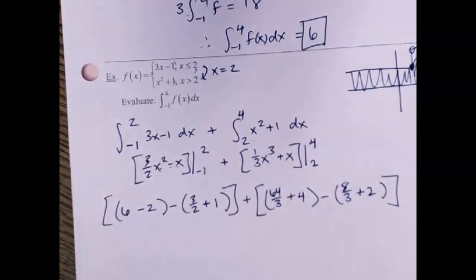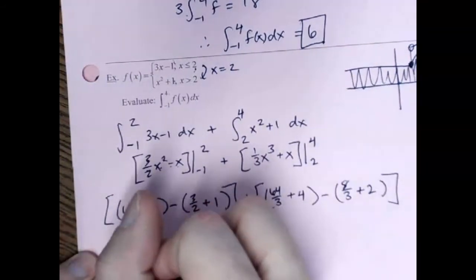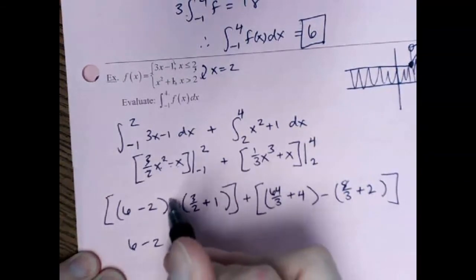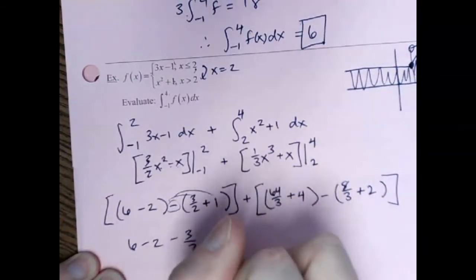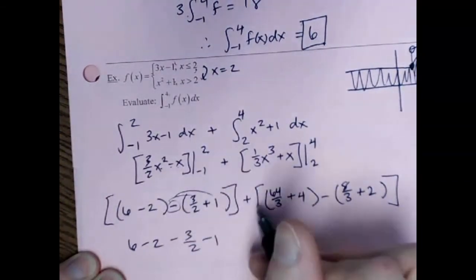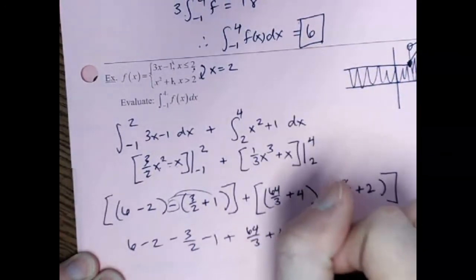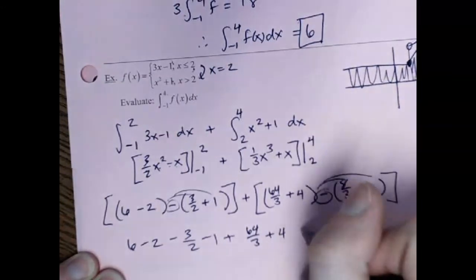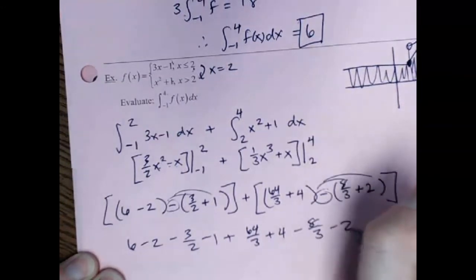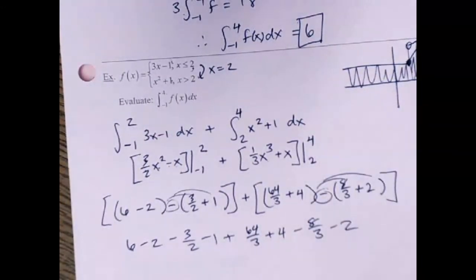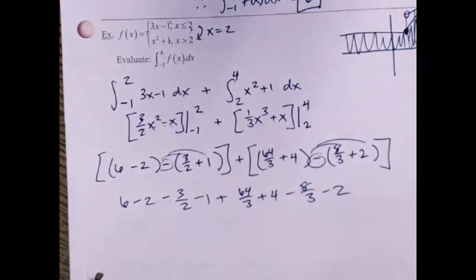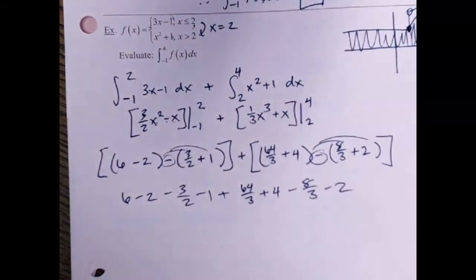All right, now let's just try to simplify this stuff. We got 6 minus 2. Take this negative and distribute. Minus 3/2 minus 1. Then let's see, we got plus 64 thirds plus 4. Take this negative and distribute. Minus 8 thirds minus 2. Right, so lots of negatives, lots of opportunities to make a mistake. Be careful.